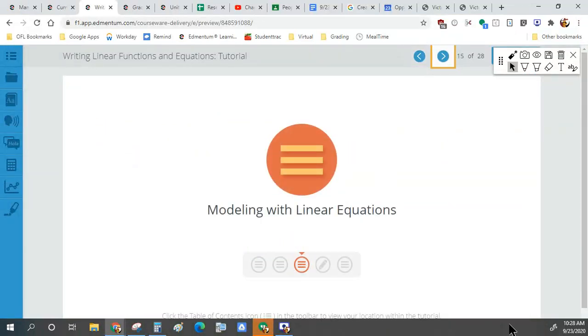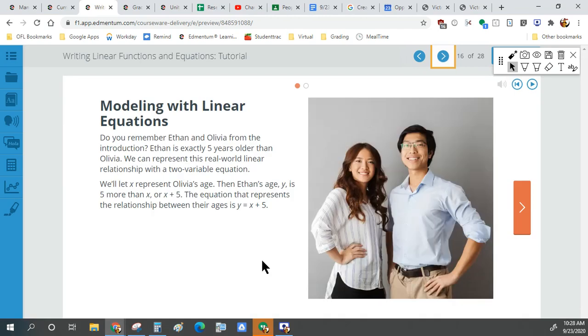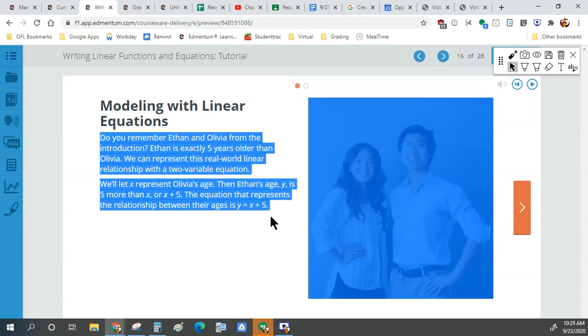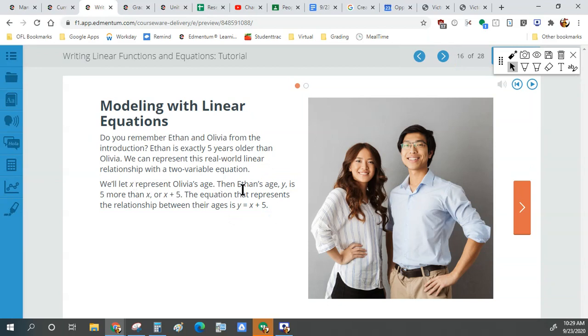Modeling a linear equation. So for modeling, we're going to do, remember these people? They were the same age. So we're going to say that our slope is 1 because every year they get 1 year older. So 1 year per year that passes, obviously. And we're going to say that Ethan is exactly 5 years older. So Olivia is y equals x.